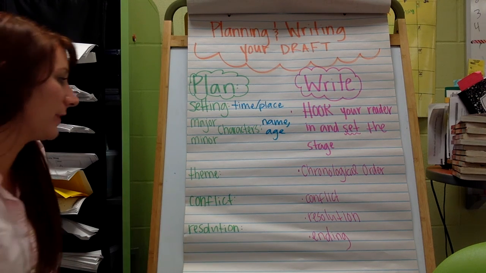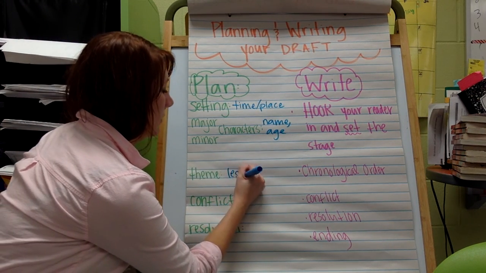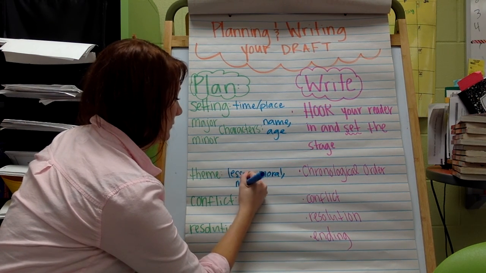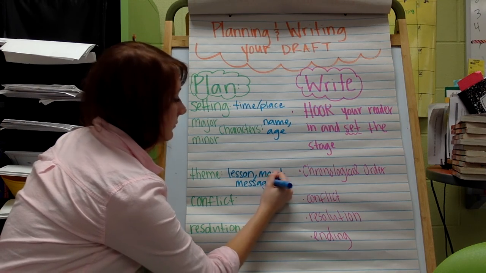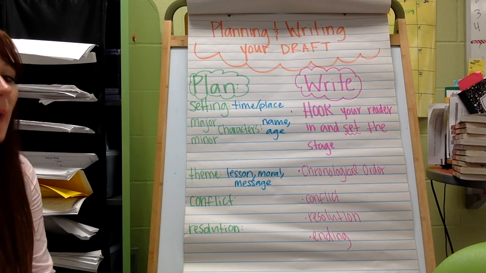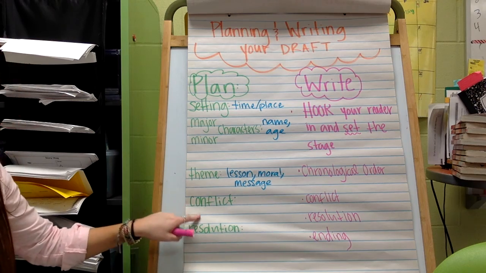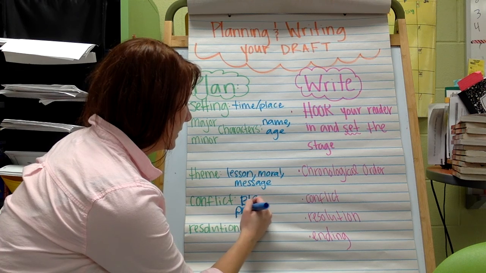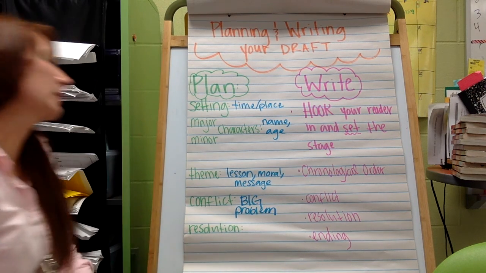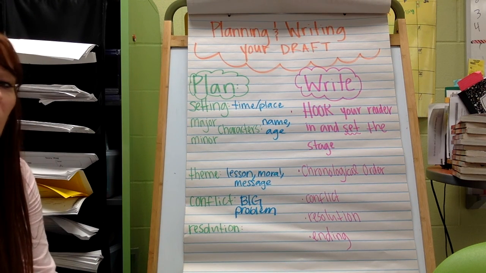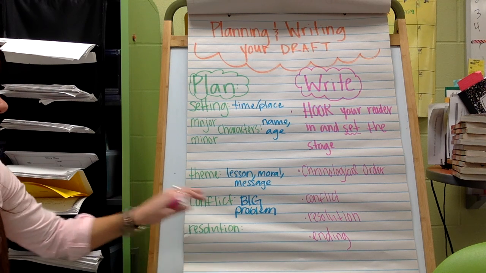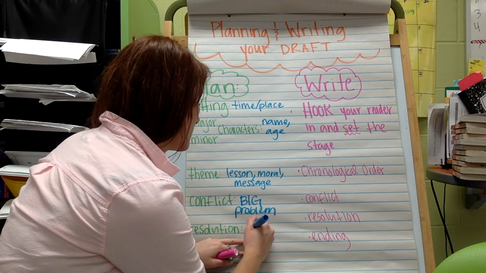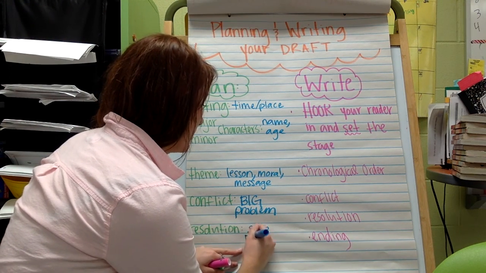Next, you need to write your theme, your lesson that you want readers to learn, your moral or your message. And before you start writing, you need to determine what the big problem in your story is going to be. What's the biggest problem that your character is faced with? They probably will face lots of little problems, but what's the big problem that they are facing? And then finally, how do they solve that big problem?